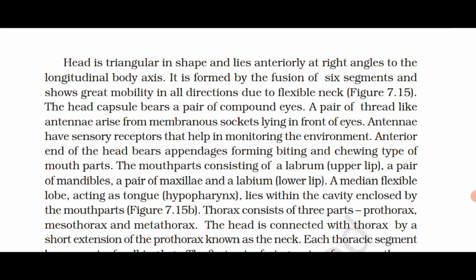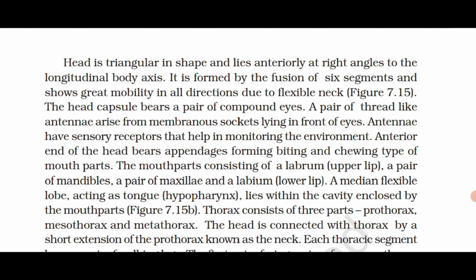Anterior end of the head bears appendages forming biting and chewing type of mouth parts. The mouth parts consist of a labrum, that is upper lip, a pair of mandibles, a pair of maxillae, and a labium, that is lower lip. A median flexible lobe acting as tongue, the hypopharynx, lies within the cavity enclosed by the mouth parts.